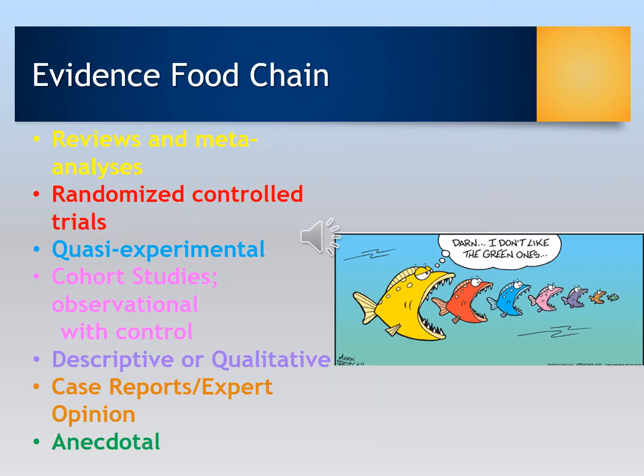So this is the evidence food chain. It shows you, again, this hierarchy that those reviews and systematic reviews, meta-analyses, meta-synthesis are kind of at the top of the food chain, and then it goes down to the case reports and anecdotal. So it's one trumps the other as far as its level of evidence and the confidence that we have in the findings.